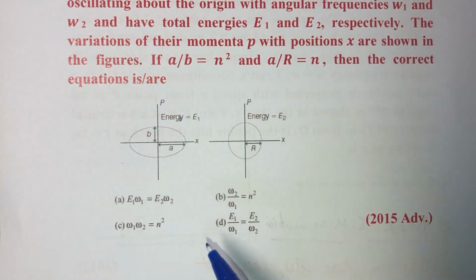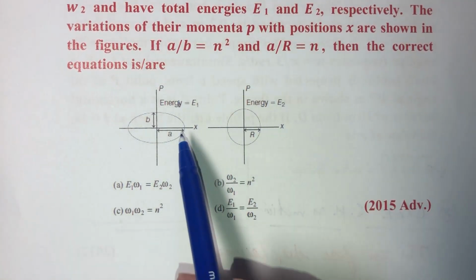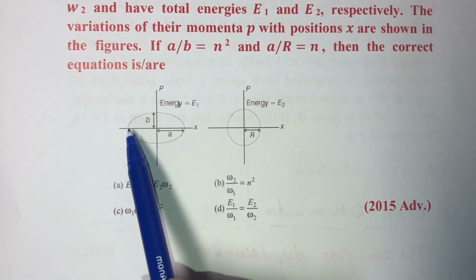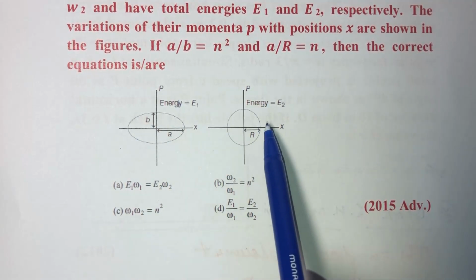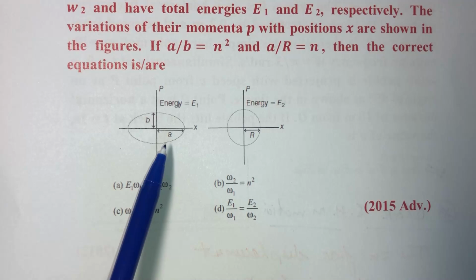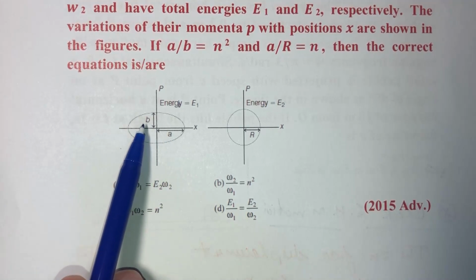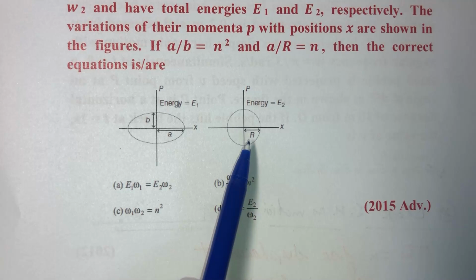So this might be a single correct or multi-correct question. So if this is the first harmonic oscillator, it is oscillating in the shape of an ellipse, and the second one is having the shape of a circle. In this case, you can say major axis A, semi minor axis B, and here the radius of circle is given as R.